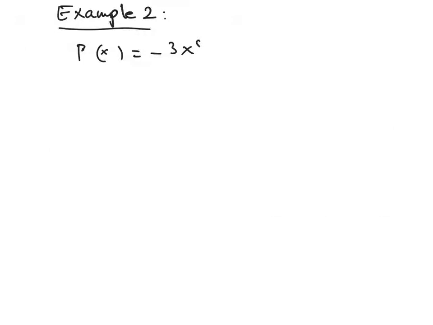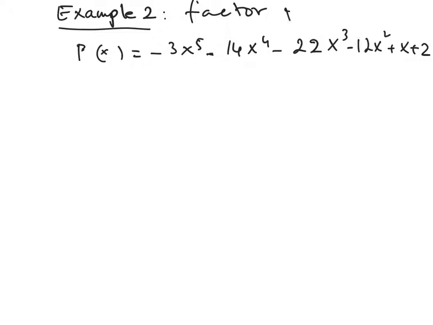We now proceed with example number 2. Again, we are given a polynomial p of x equal to negative 3x^5 minus 14x^4 minus 22x^3 minus 12x^2 plus x plus 2, and we are asked to factor and sketch this polynomial.